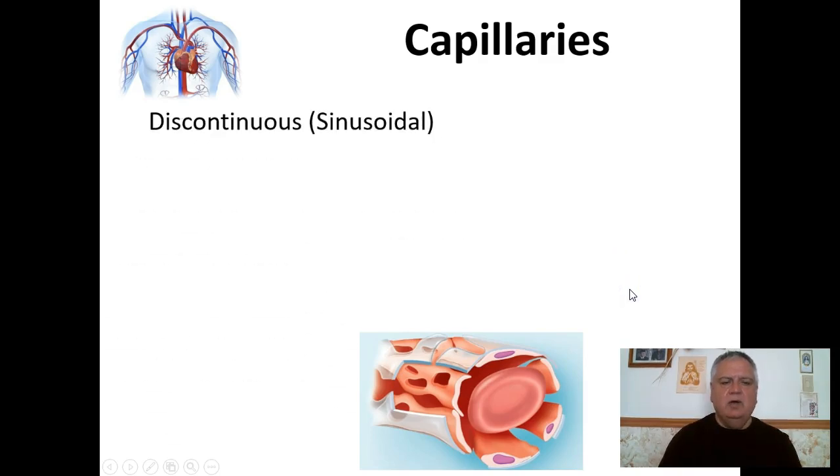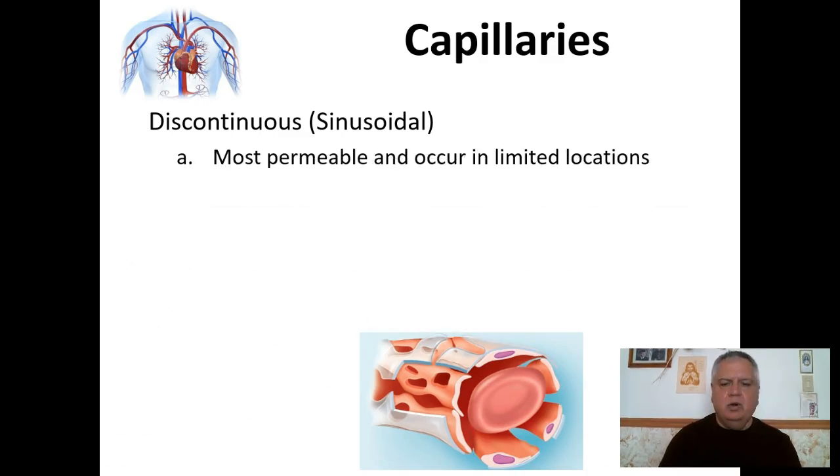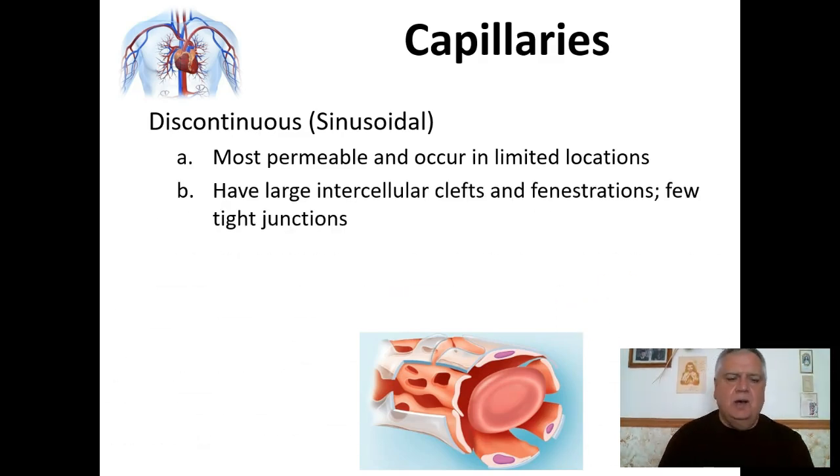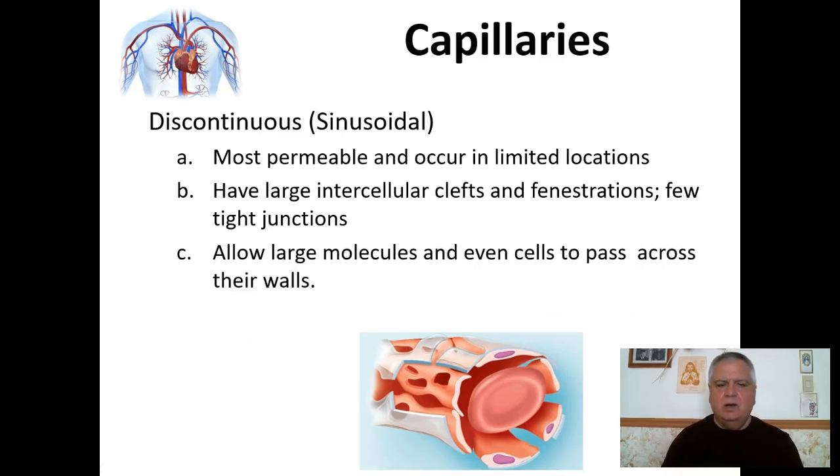And then finally, we have those discontinuous or sinusoidal capillaries. So these are the most permeable capillaries in the body, but they only occur in very limited locations. They have very large intercellular clefts and fenestrations. And they have very, very few tight junctions where the cells are actually kind of spot welded together, as we talked about before. So here you can see the fenestrations, and here you can see the wide intercellular clefts that are in the cells.